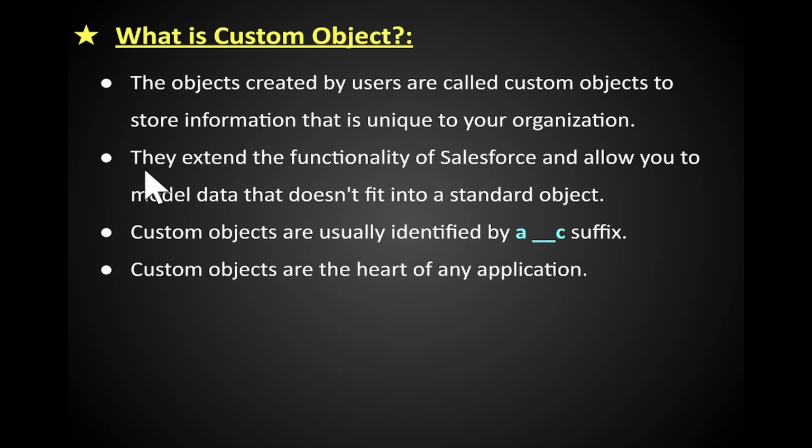So you can read this: the objects created by users are called custom objects, to store information that is unique to your organization. And here, custom objects are usually identified by the name, whatever object name you are giving, followed by underscore underscore C, which I have shown you.